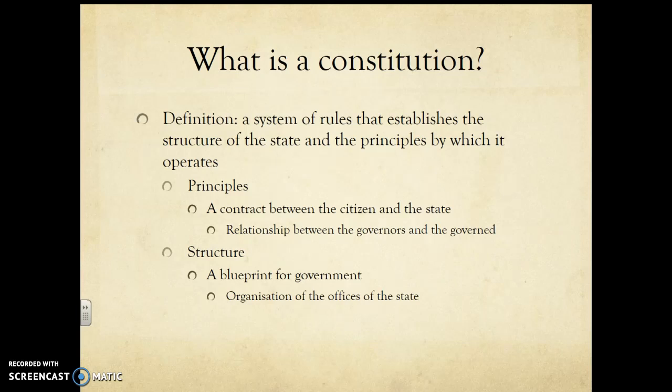It describes the relationship between the citizens and the state, and it describes the way in which the officers of those states operate and how they relate to the citizens. So that's very, very simple, and it doesn't matter whether you're looking at the UK Constitution, which, as we all famously know, is uncodified, or the American Constitution, which is codified. Both of those can be perceived as both a set of principles and a design for government.